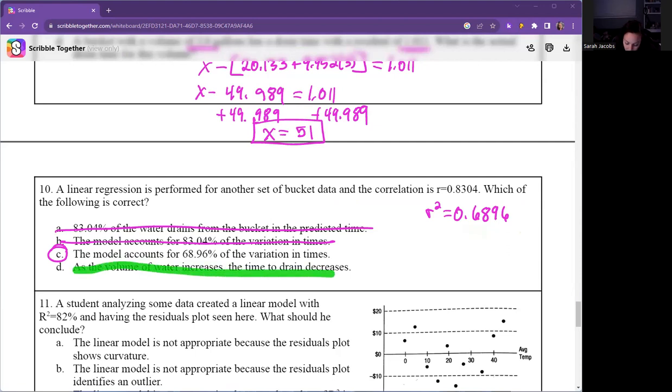As the volume of water increases, the time to drain decreases. That's not correct because the correlation would be negative if we have an inverse relationship. We'd have a negative slope. So that's just out for a lot of reasons.